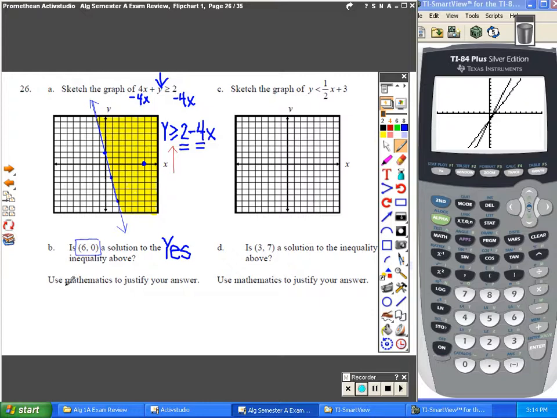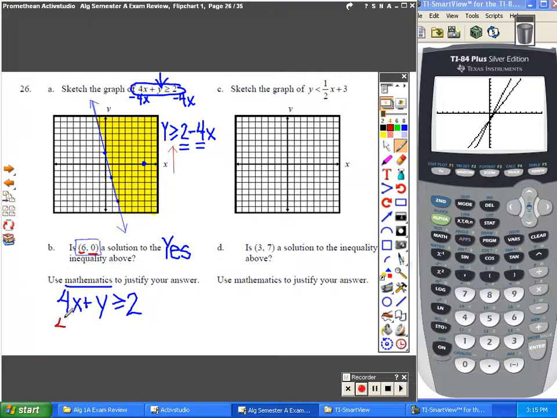But it also says we have to use math. So this is what I need you to do. Go back to your original equation and bring that down here. 4x plus y is greater than or equal to 2. And what I want you to do is take their number, their 6 and their 0, and plug it into this blue equation.